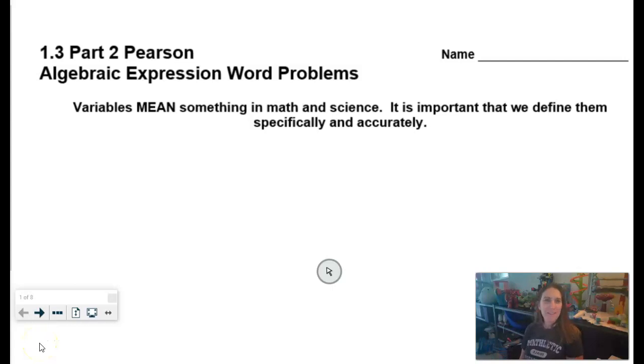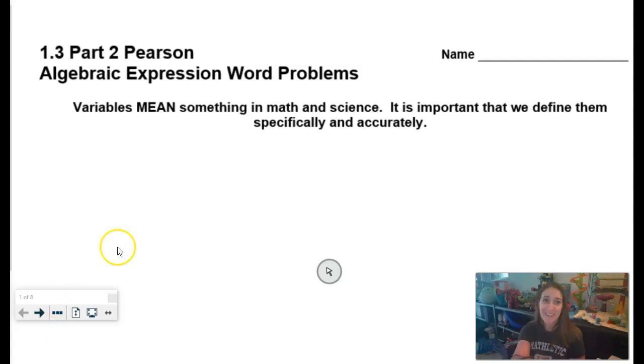So we are back. This is section 1.3. It's the second half of the lesson, though. This is still algebraic expressions, but we're going to focus on word problems and applications. So the big idea, I think the best takeaway from this lesson today, is to understand that in math and in science, variables mean something when they come to an application question, and you have to be really specific and, of course, accurate as to what those variables represent. And once you can wrap your head around what the variables represent, then the algebraic expression usually falls into place after that.